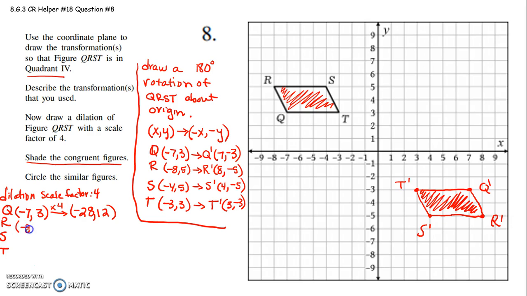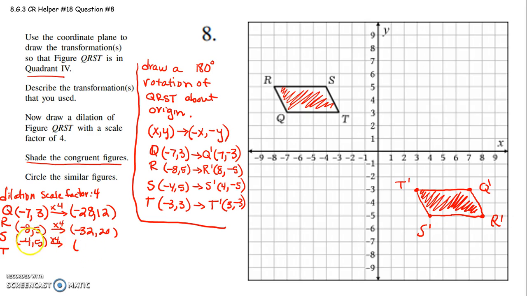R is -8, 5. So this would be 8 times 4 is 32. So that would be -32, 20. I can't draw it, so I won't be able to circle the similar figures. If I could draw it, I would circle the original and this blown up with a scale factor of 4, but this grid's just not large enough to do that. The next step would be S is -4, 5, times each of those by 4, because the scale factor is 4. Had it been a scale factor of 2, I couldn't have even done it.